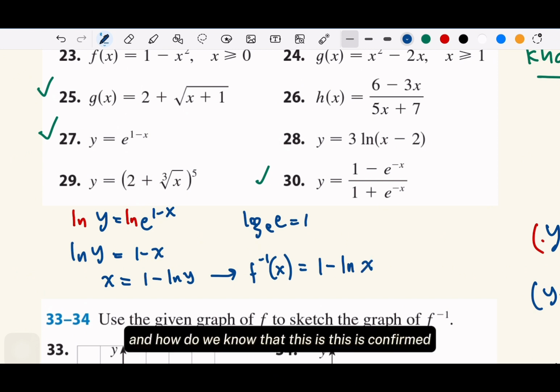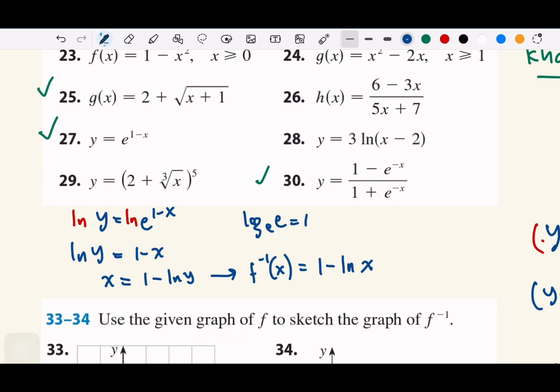And then how do we know that this is confirmed? Again, there are some functions that are easy to prove. Like the previous one, x squared and the square root of x. The other one is if you have e to any power of x, the inverse is the log.